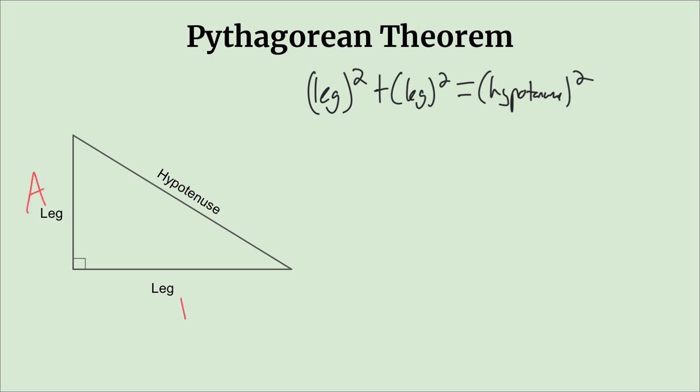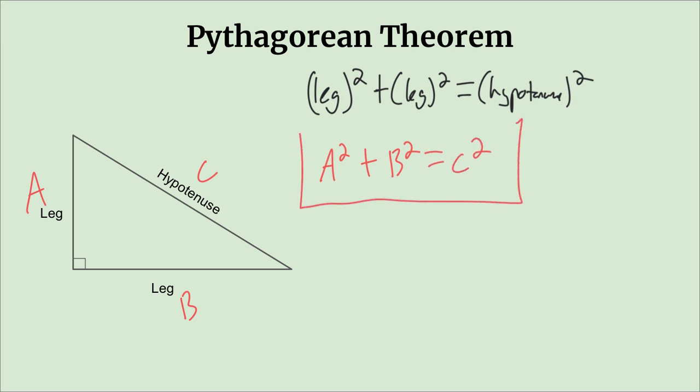One leg will be A, one leg will be B. Again, it doesn't matter, they can be flip-flopped. And then the hypotenuse is always going to be C. So you would have the length of A squared plus the length of B squared equals the length of C squared. So that is what you need to make sure you have in your notes.